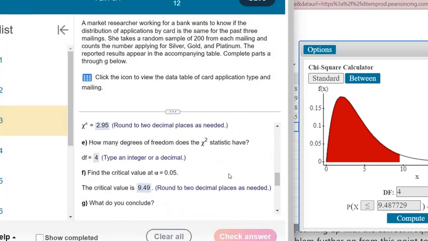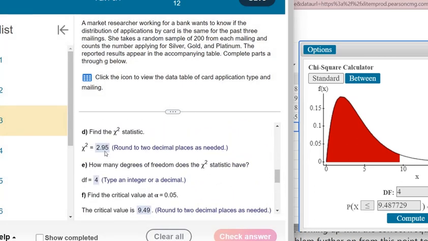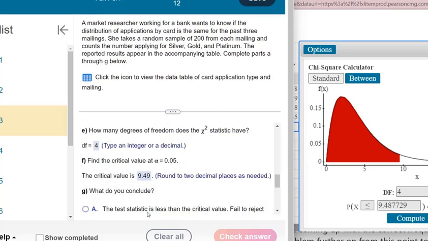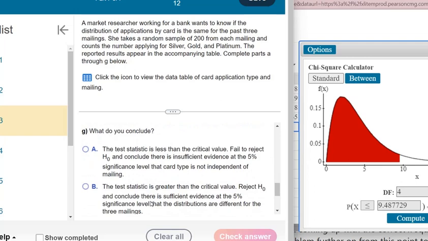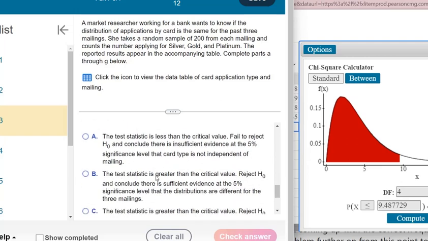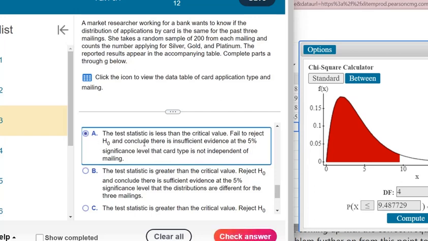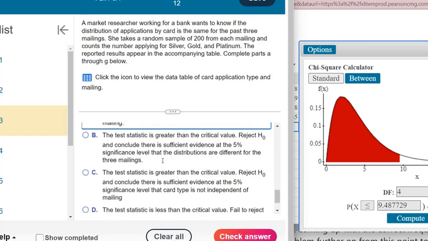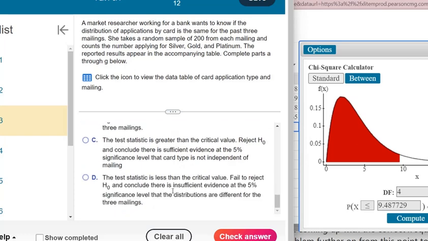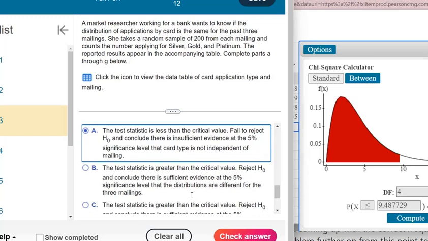And then what do we conclude? So the test statistic needs to surpass the critical value for it to be significant enough. If it's not, then we can't reject H0 in favor of the alternative. So the test statistic is less than the critical value. That's true. We failed to reject H0. Conclude that there's insufficient evidence. Everything looks good. It's not greater than. Failed to reject H0. Clear. Wait, these are the same so far.